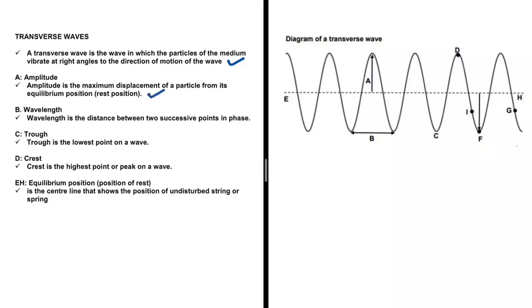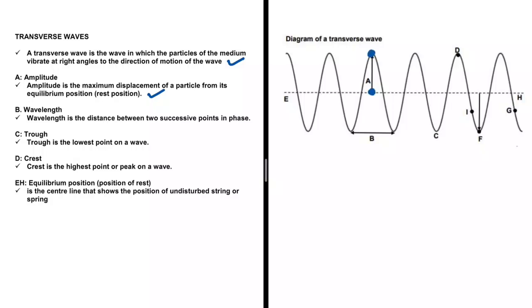Let's go ahead and take a look at our sketch and see what the amplitude looks like. So here, denoted by A, is our amplitude. We can see that it runs from the equilibrium position up until the maximum displacement. This is the amplitude: the maximum displacement of a particle from its equilibrium or rest position.